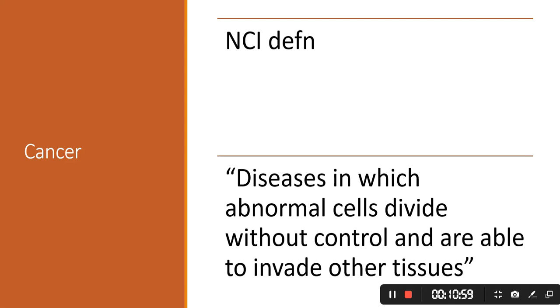Now, what is the definition of a cancer? A disease in which abnormal cells divide without control and are able to invade other tissues. Cancer is always used for a malignant tumor. So you can use this definition for a cancer as well as a malignant tumor: a tumor where the abnormal cells are dividing without control and are also able to invade other tissues.